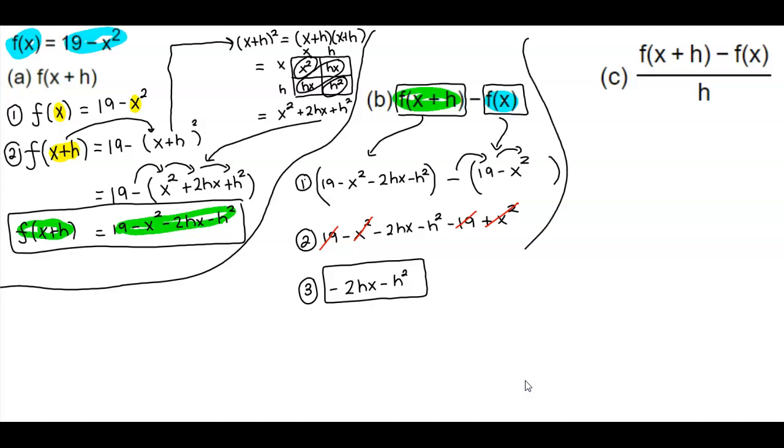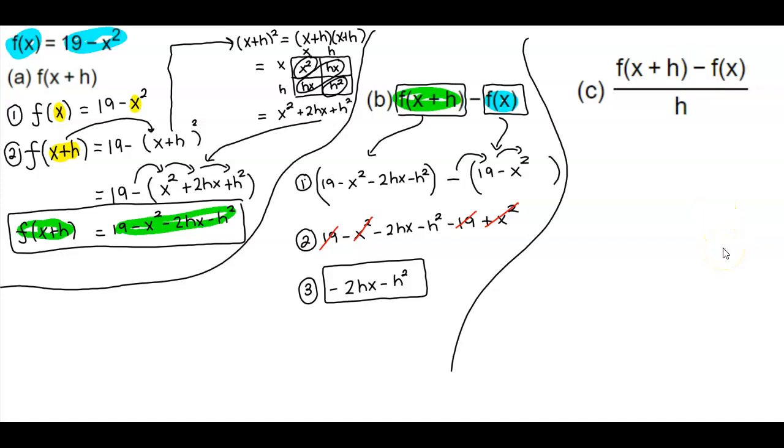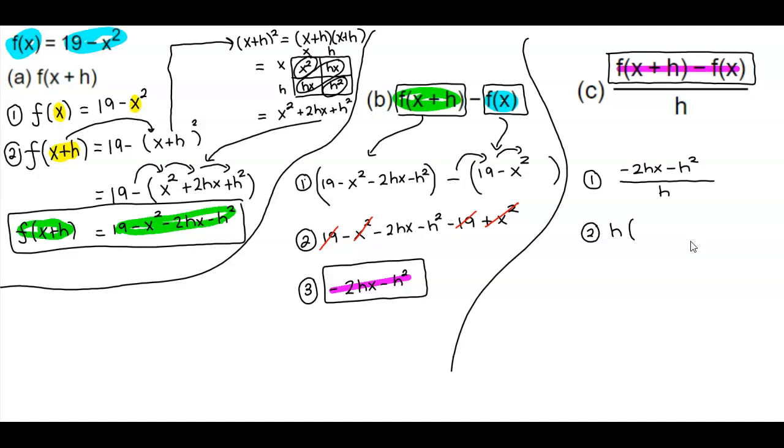So for the third step here, or for part C, okay, we can see that what represents the numerator? Well, the numerator of this is what we found in part B. So let's go ahead and write that out. So in the numerator, we have negative 2hx minus h squared, and we're dividing that by h. Okay, now in this problem, we're not done yet, because if you look in the numerator, we can factor out a common factor. And what common factor can we factor out is an h. So if we factor out an h, then what's left is negative 2x minus h over h.